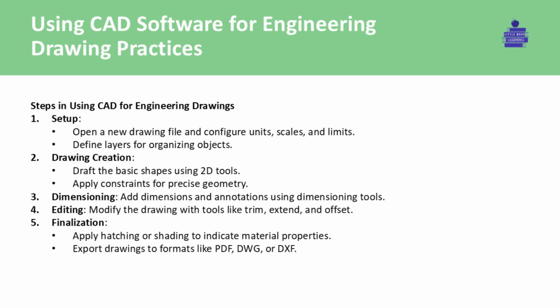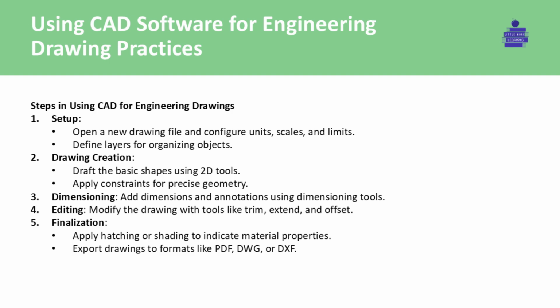Let's walk through the practical process of creating engineering drawings in CAD. We start with proper setup, like a chef preparing their kitchen before cooking. This includes setting our units, metric or imperial, defining our drawing scale, and organizing our layers. Then we move into the drawing creation phase, where we use our 2D tools to draft the basic shapes and apply geometric constraints to ensure accuracy.